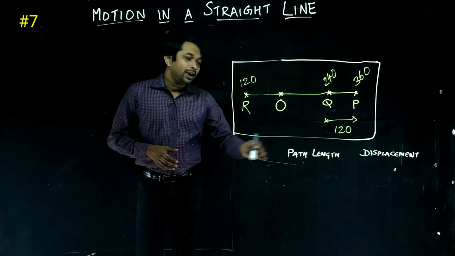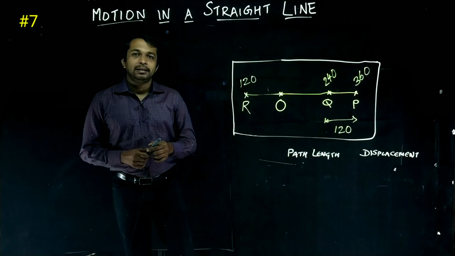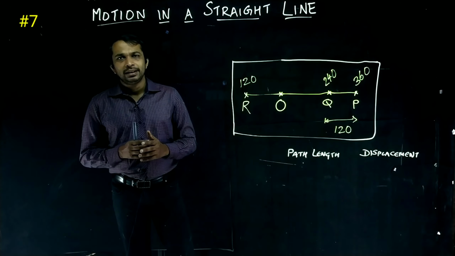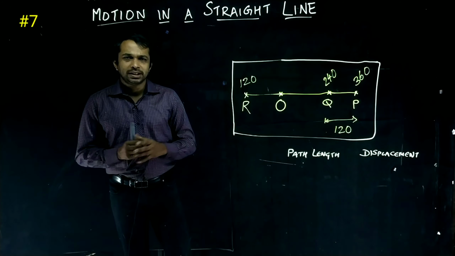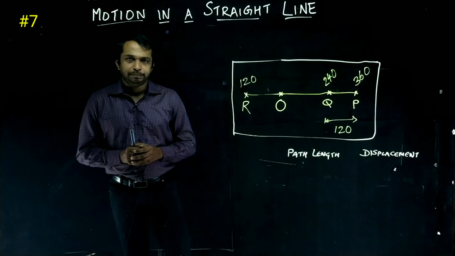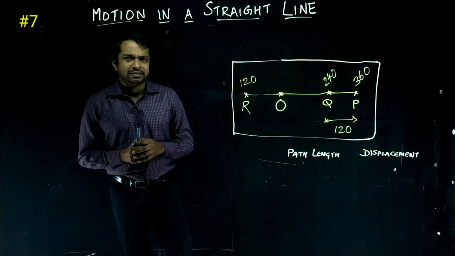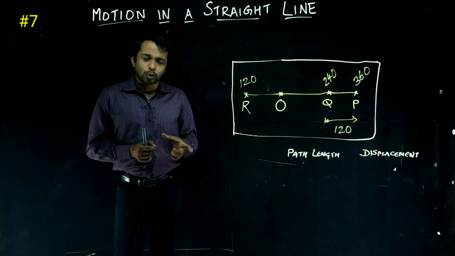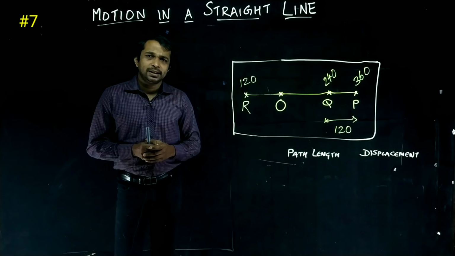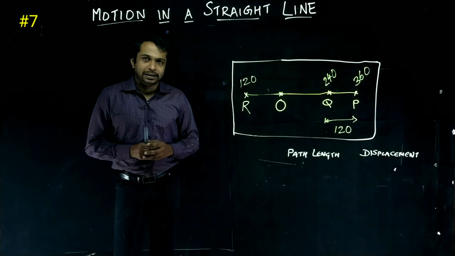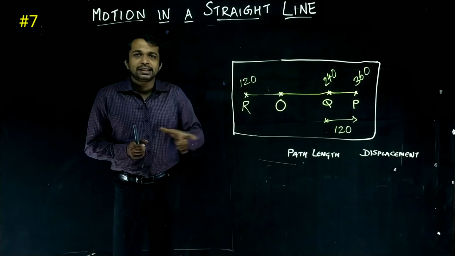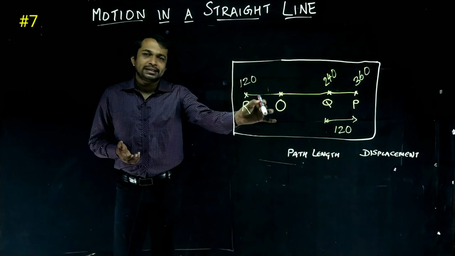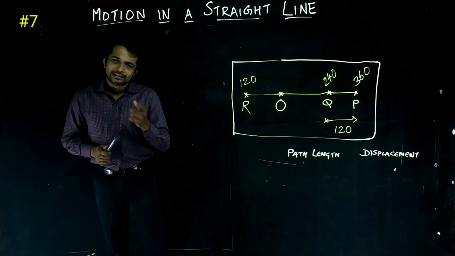Now, what is path length and what is displacement? Okay, path length is simply the distance traveled by the object within a given time. It is simply the distance traveled. And displacement is the change in the position of that object within that same time. Okay, it is the change in the position. To understand it fully, let's take the example that has been given in your textbook.